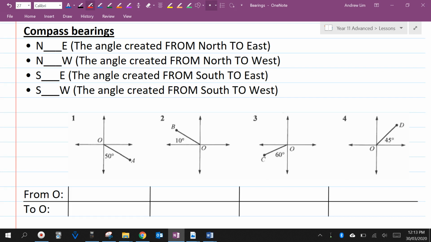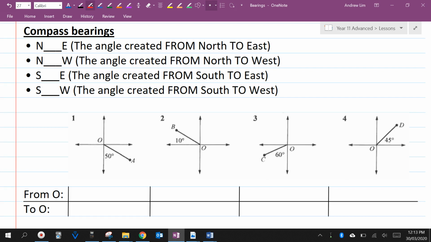Lim here, and in this video, I'm just going to quickly review compass bearings and true bearings, because I know that this is a concept that a lot of students find very tricky. So let's start off with compass bearings.